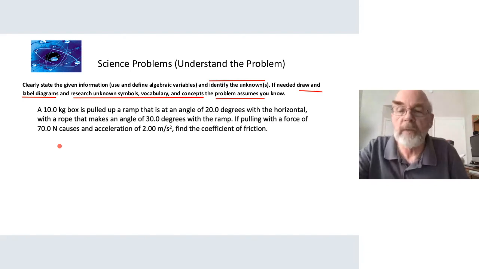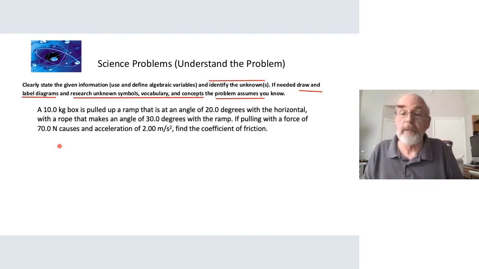If pulling with a force of 70 newtons causes an acceleration of 2 meters per second squared, find the coefficient of friction. There's all kinds of things in there.